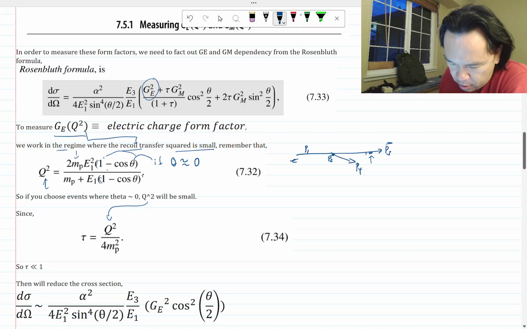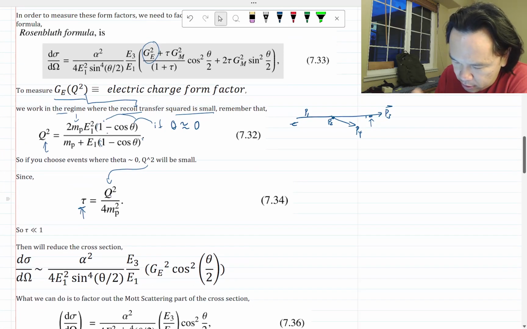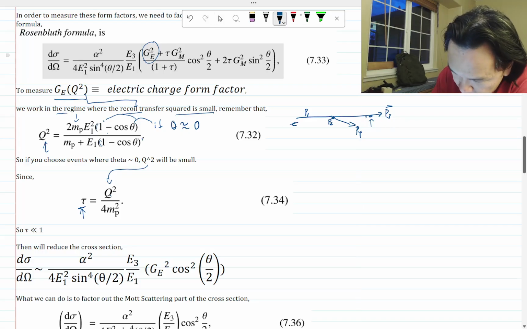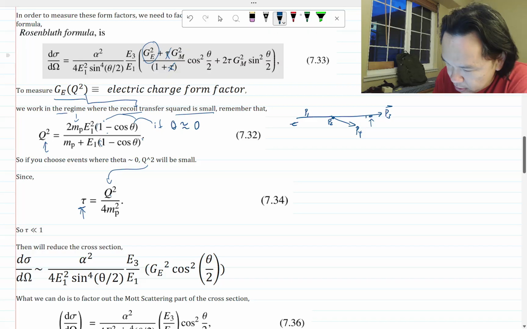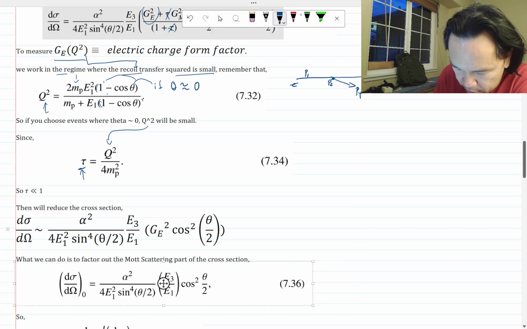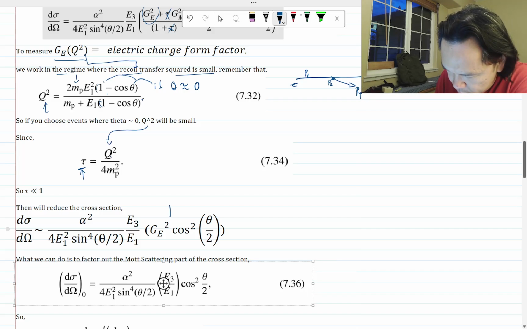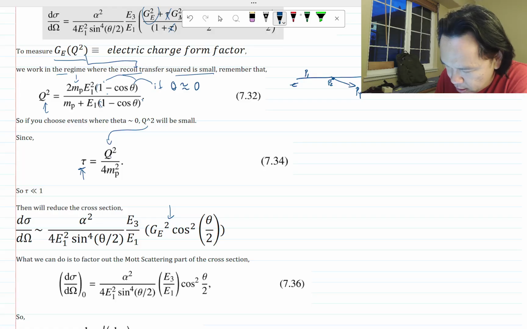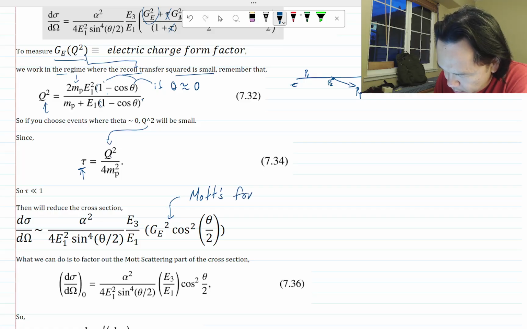Remember Q square is also related to this tau factor. So if Q square is very small, tau is also very small. What happens is that when tau is very small, this factor basically goes away, this factor basically goes away, this factor basically goes away. D sigma, D omega basically becomes whatever GE square is times cosine square theta. So basically what you end up with is the Mott's formula with this form factor in front.